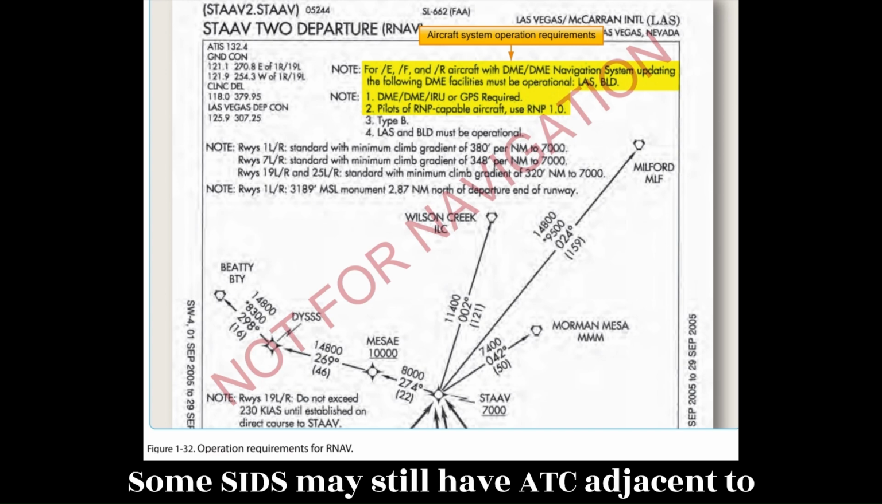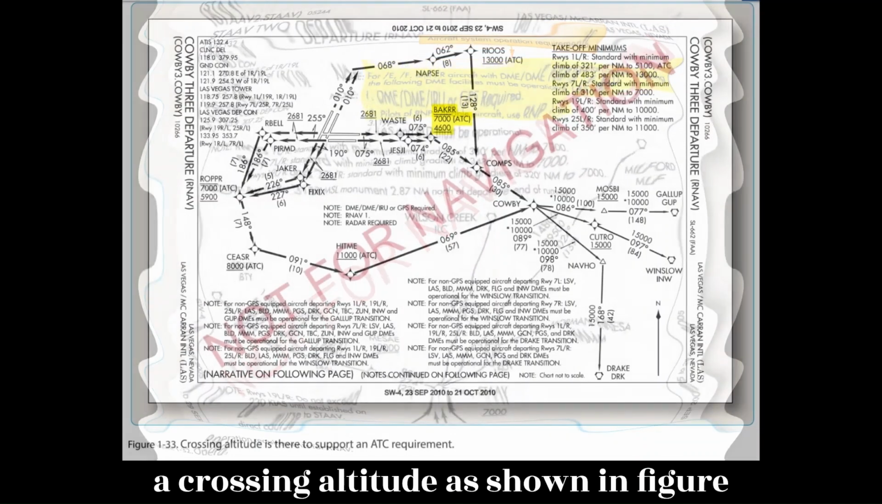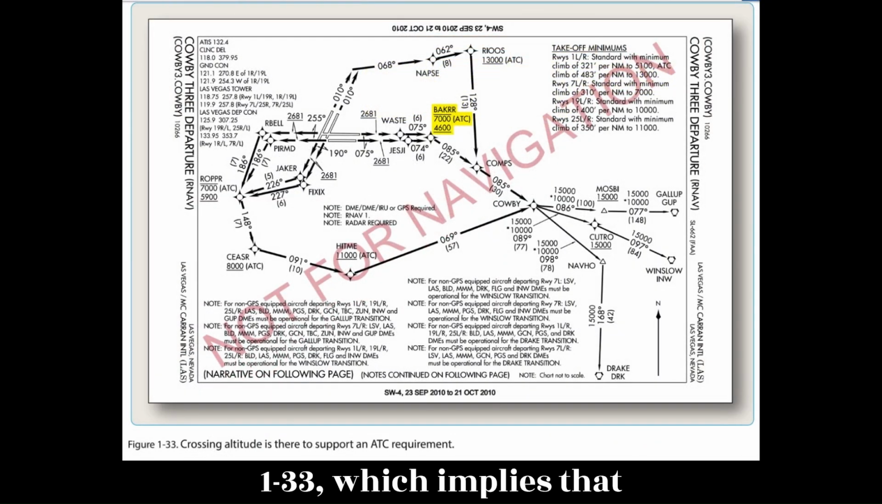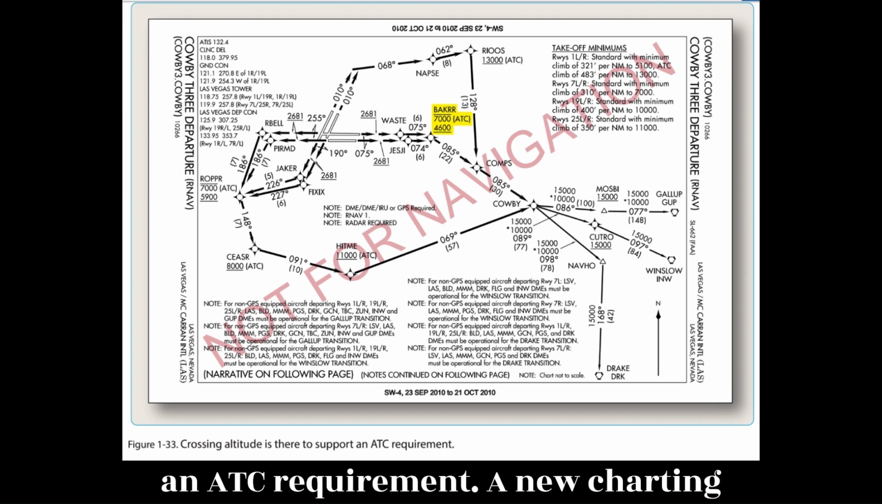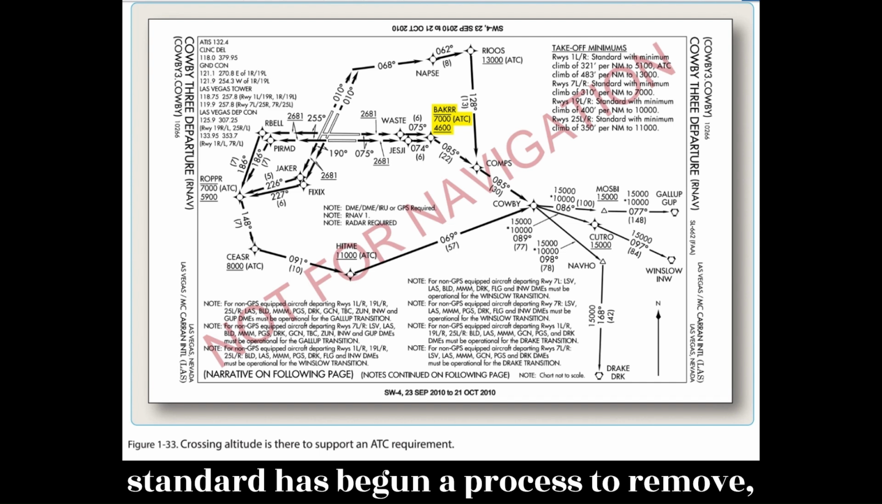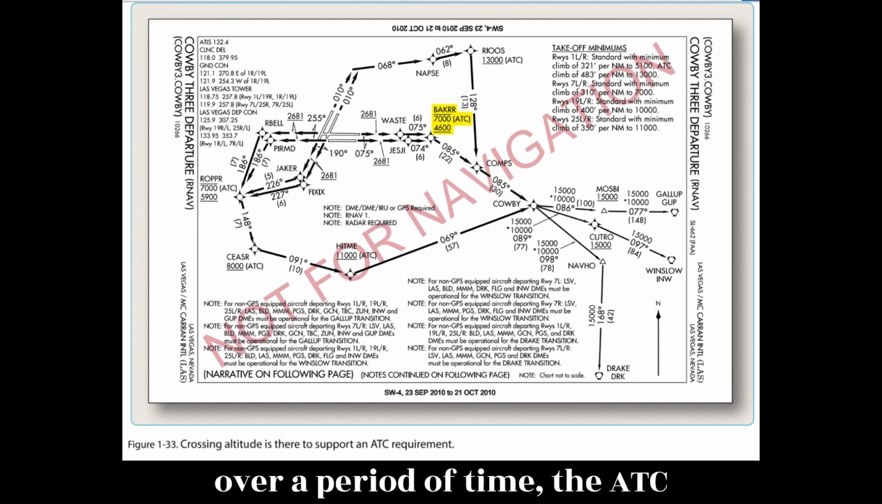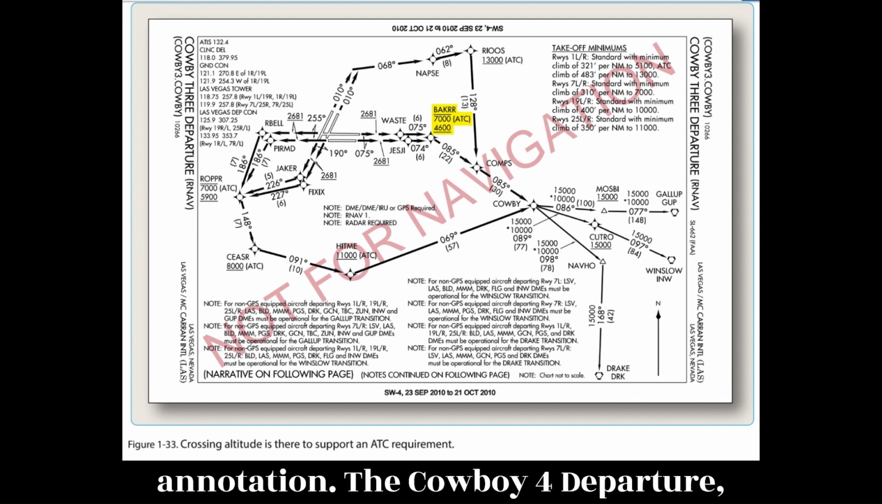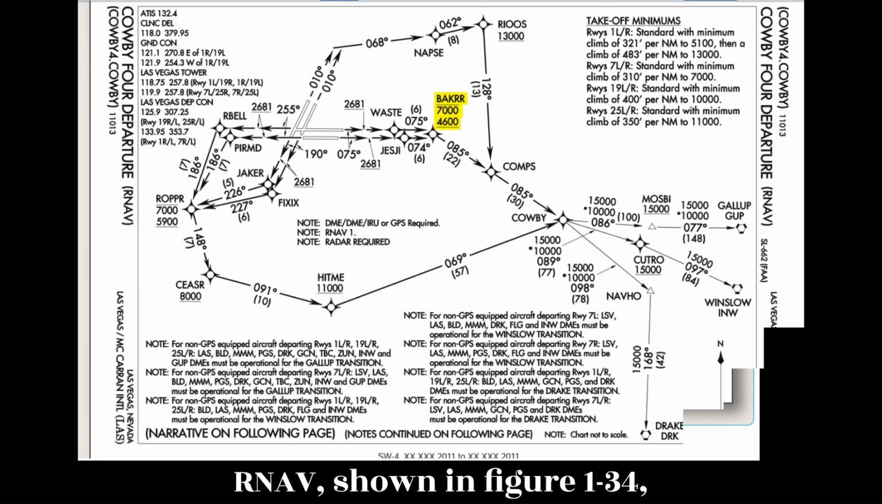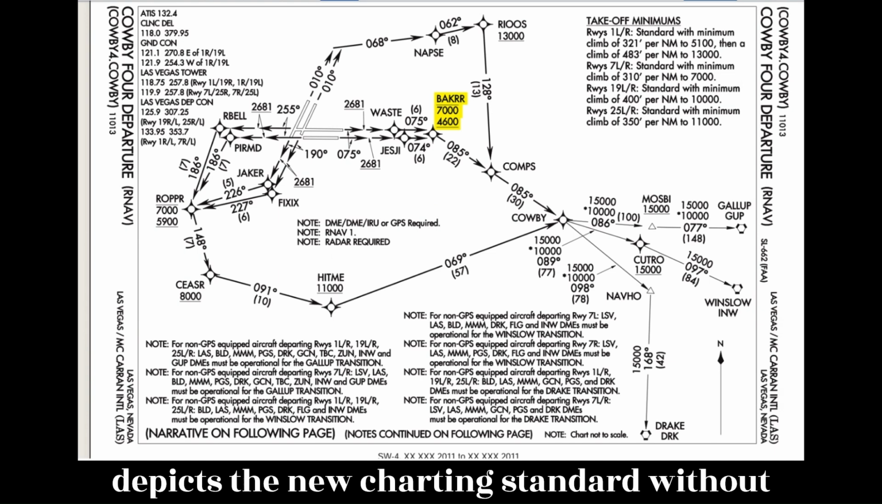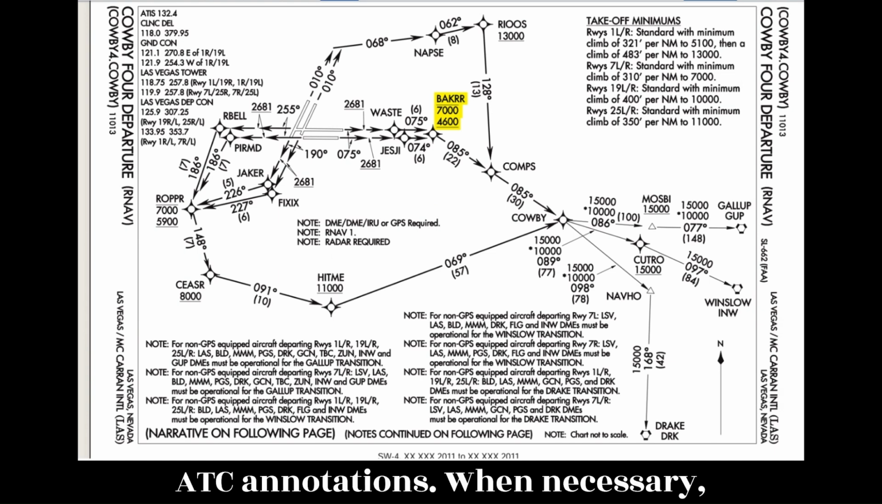Some SIDs may still have ATC adjacent to a crossing altitude as shown in figure 1-33, which implies that the crossing altitude is there to support an ATC requirement. A new charting standard has begun a process to remove, over a period of time, the ATC annotation. The Cowboy 4 departure, RNAV, shown in figure 1-34, depicts the new charting standard without ATC annotations.